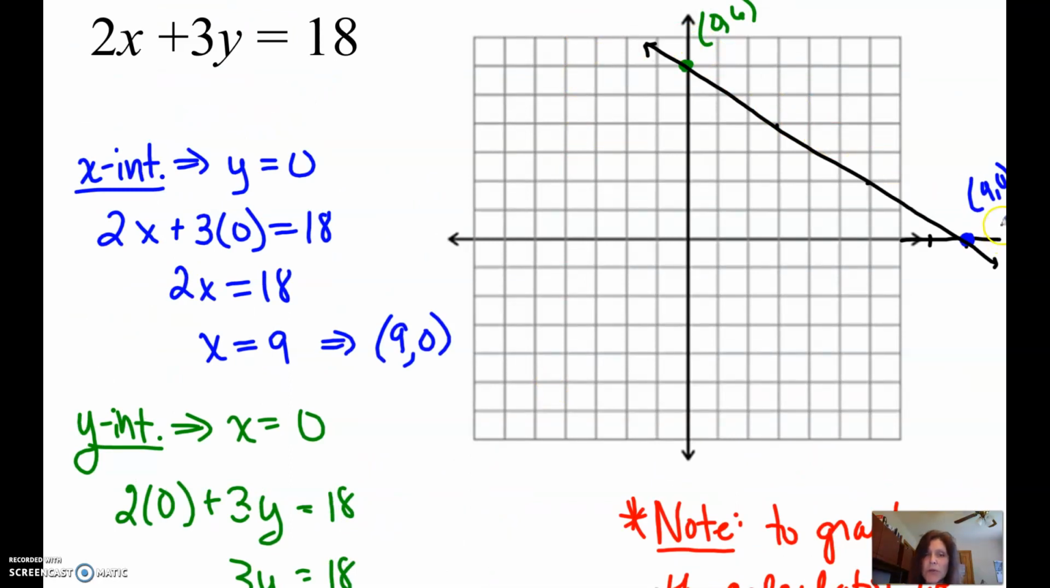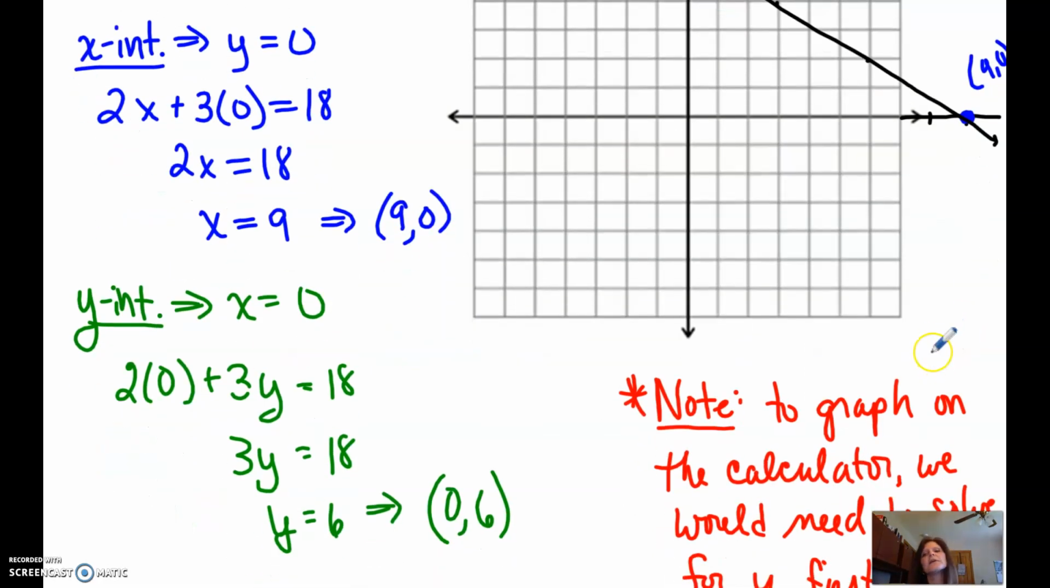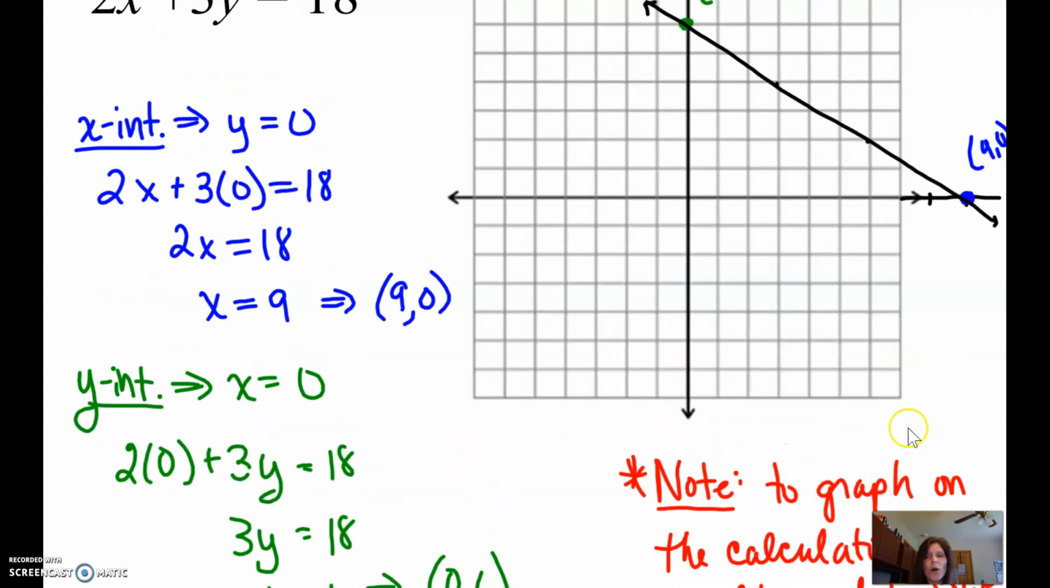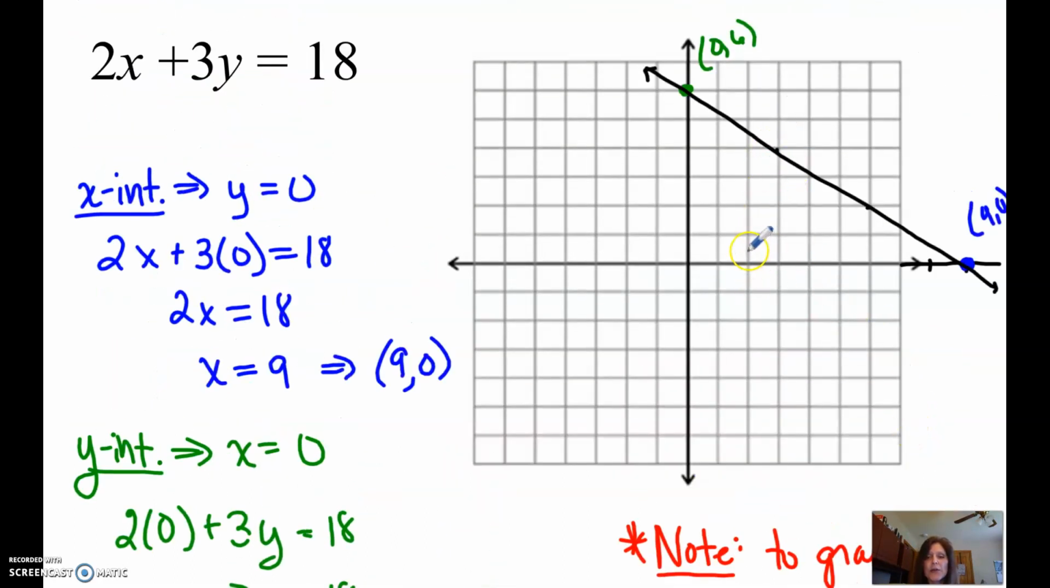Now if you're doing homework, or especially if you're doing any kind of a quiz or a test, you want to make sure that you're in the right ballpark. You didn't do any kind of silly arithmetic error. So if you want to go ahead and graph it, you could, but if you use your graphing calculator, you have to solve for y. The other thing you could do is say, okay, what if x was maybe 2? If x was 2, I have 4 plus 3y, so that would be 3y equals 14.